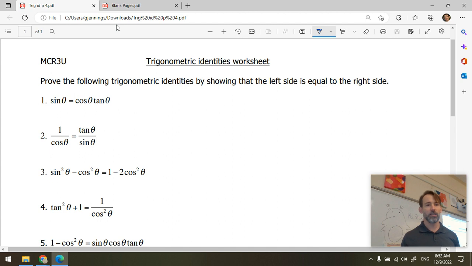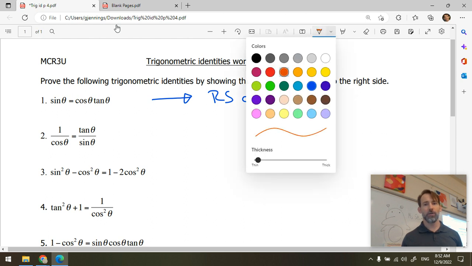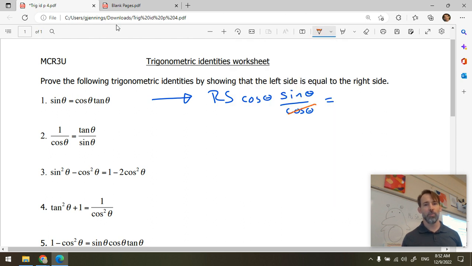First thing we're going to need: sine theta equals cos theta times tan theta. This one comes apart pretty easily. Let's start working on the right side. So the right side is cosine of theta multiplied by tan theta. But I prefer to write tan theta this way, sine theta divided by cosine theta. Then we get out our favorite pen, the cancellation pen. Cosine is upstairs and cosine is downstairs, so the two cancel each other out, leaving us with sine theta.